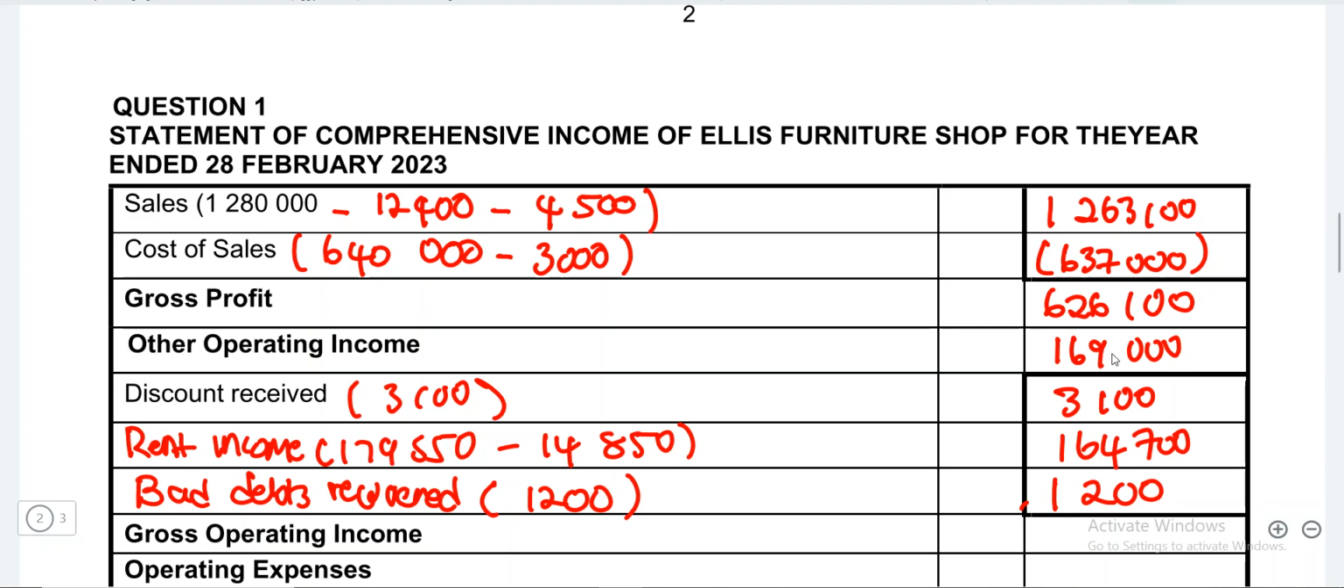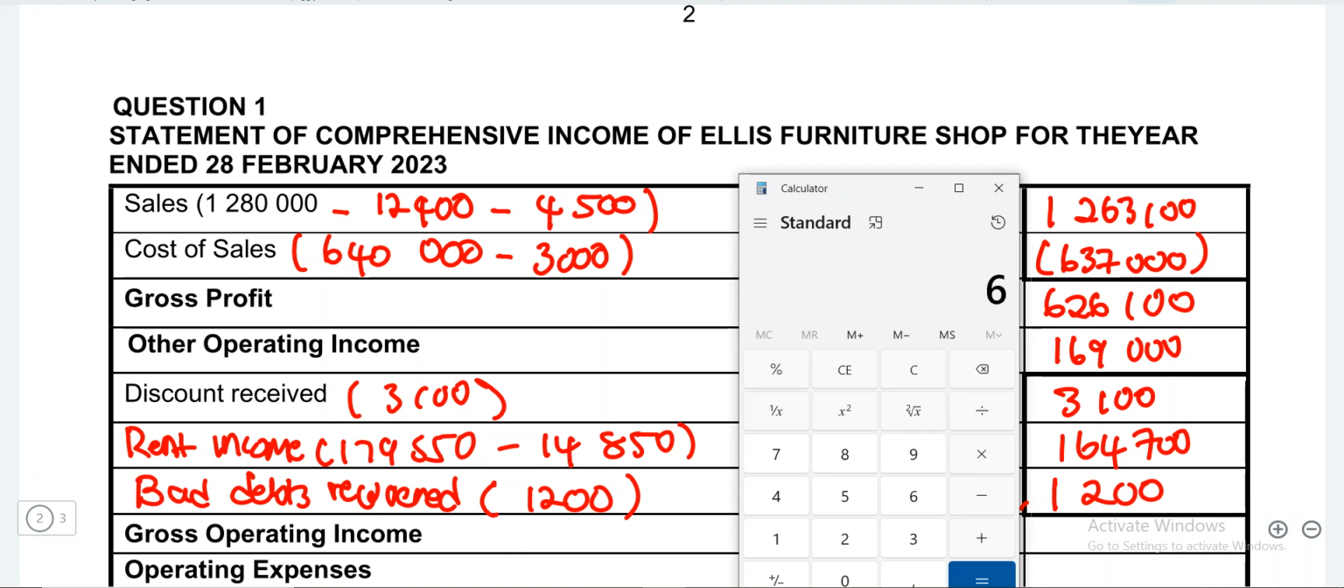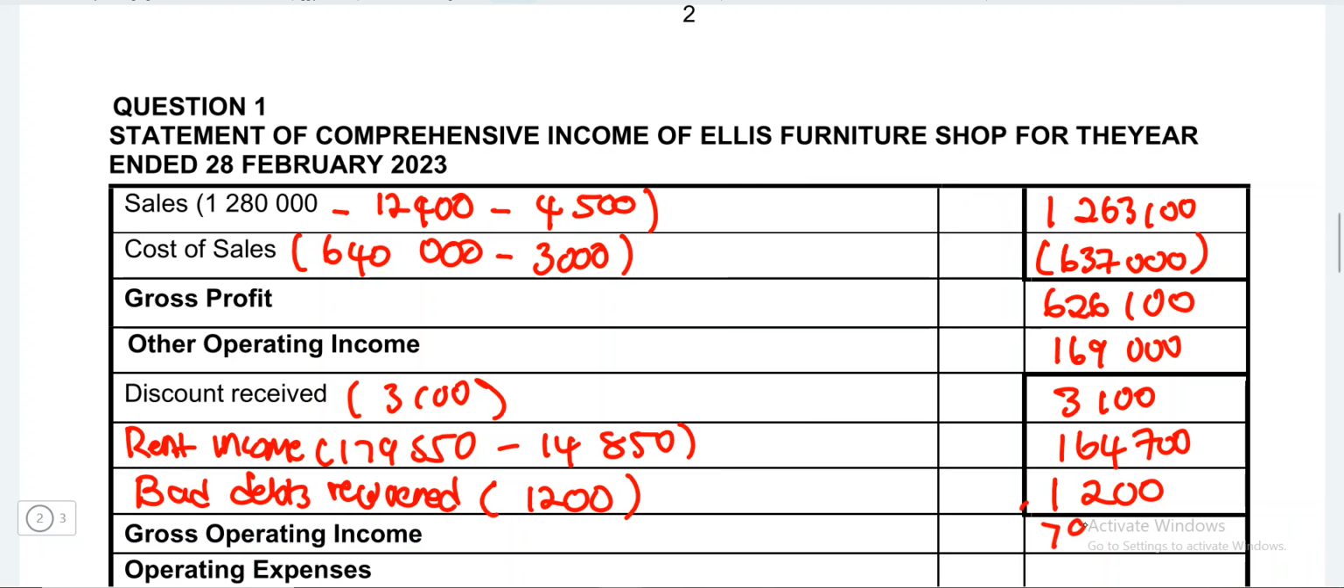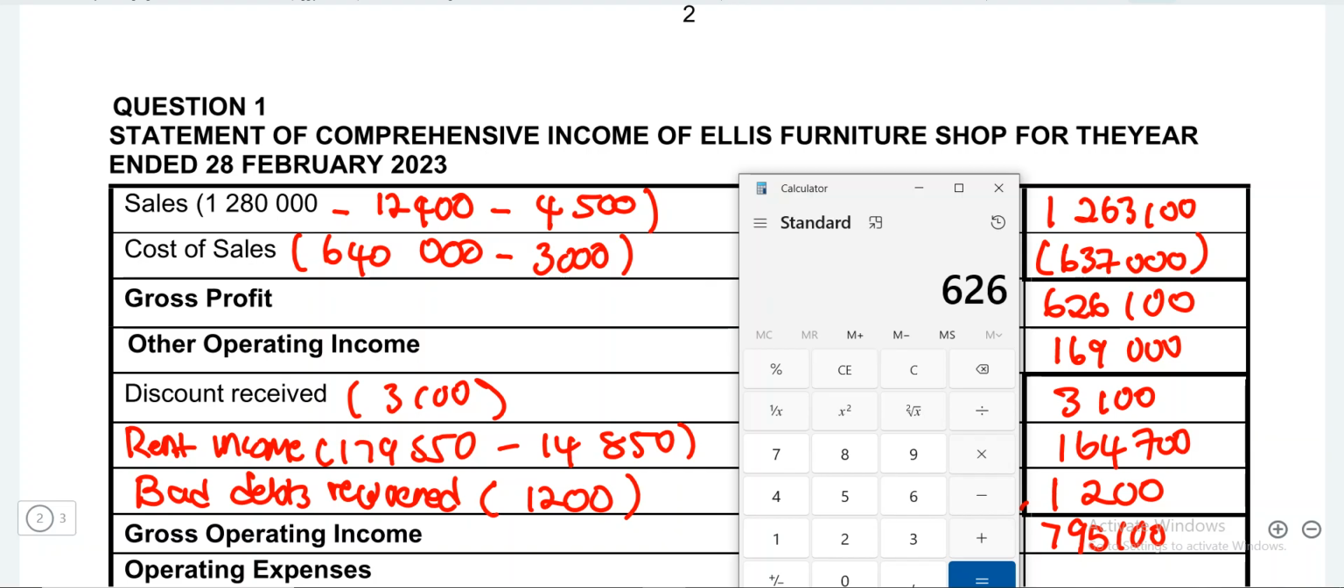So our gross operating income, remember, is the sum of gross profit plus other operating income. So let's get that and see. 626,100 and then plus 169,000, it is giving us 795,100. Okay, so let's see, 626,100 plus 169,000, it gave me 795,100. So let's close off our expenses then.